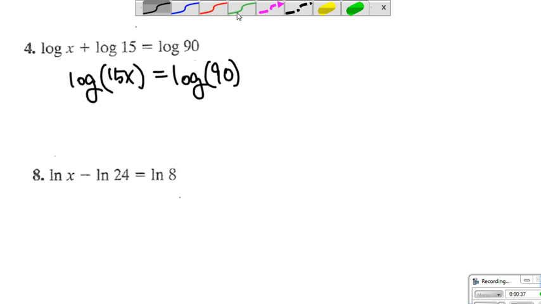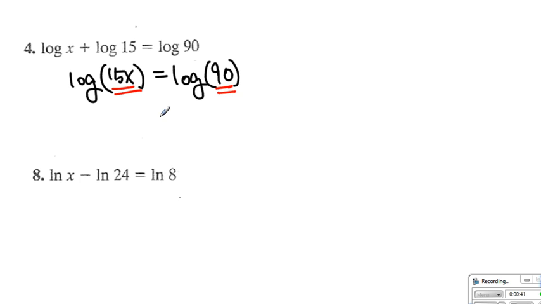And as you can see, here 15x must be equal to 90 by the same structure. So here we have 15x is equal to 90. When you divide each side by 15, then you'll realize that x must be equal to 6.